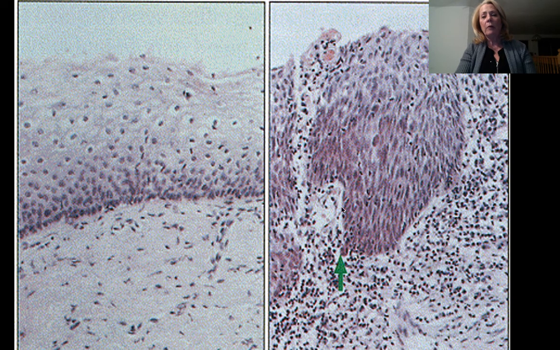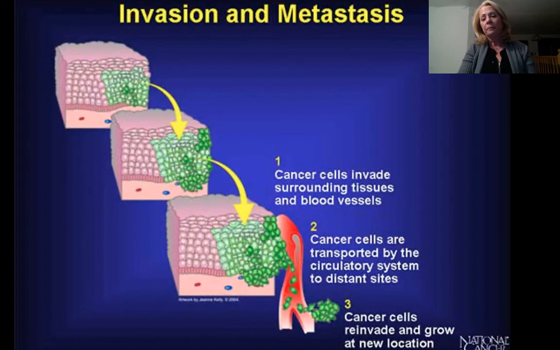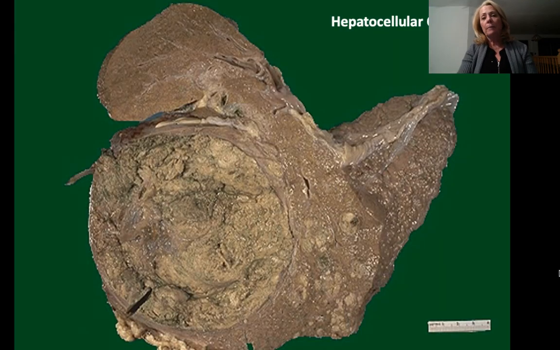Another good picture of invasion here. And notice all these little dark dots here. Those are actually macrophages trying to fight off this invasion. So this is just showing you the cell going through the basement membrane and continuing to grow until eventually it can metastasize through the bloodstream to a different location.